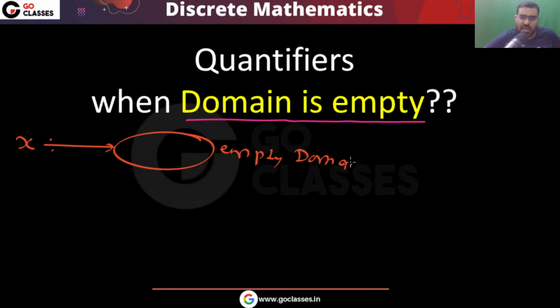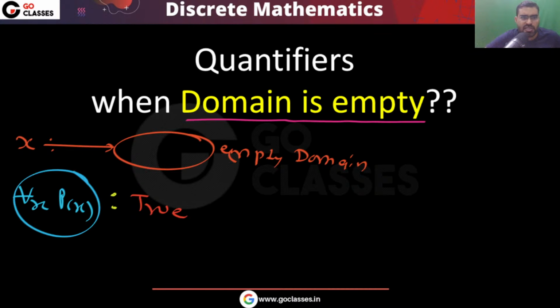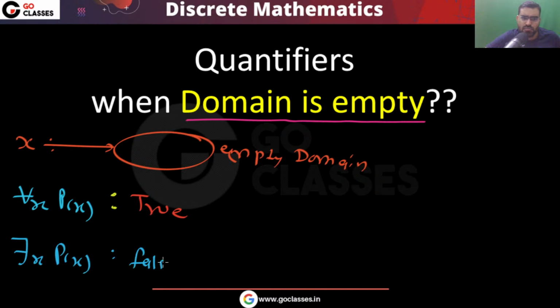If the domain of this element x is empty, then what will be the truth value of for all x P(x)? In this situation, remember, for all x P(x) will always be true. And when the domain is empty, the existential statement is always false. So this is the special case when the domain is empty: the universal statement is always true and the existential statement is always false.